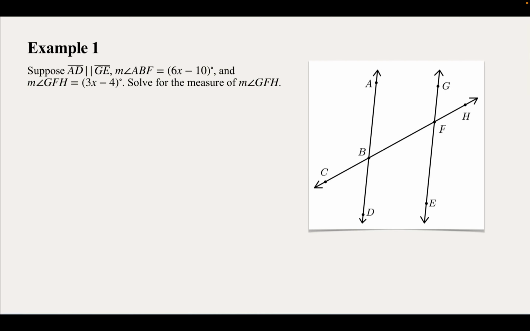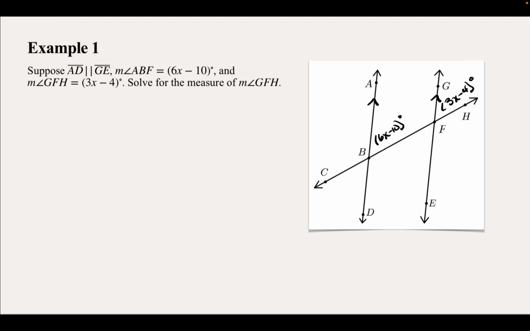Let's go through an example. Suppose AD is parallel to GE. So I'm going to start off by putting my notation for parallel lines. The measure of angle ABF is 6x minus 10 degrees. We'll put that in there. And the measure of angle GFH is 3x minus 4 degrees. Solve for the measure of angle GFH.